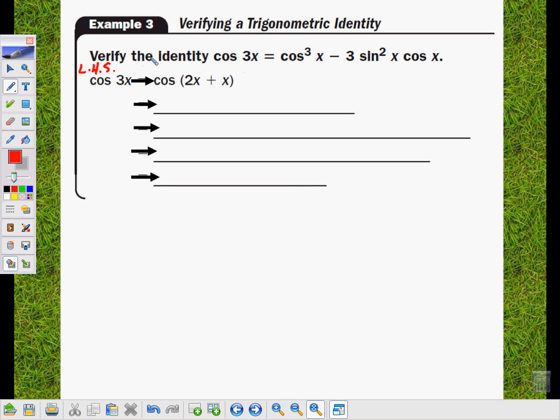And so this is a strategy you'll want to make note of. Cosine 3x can be broken up into cosine of 2x plus x. Apply the cosine angle sum formula. If you're not familiar with that, you'll want to go look that up. That should be previously discussed material, hopefully. So that will become cosine 2x times cosine x minus sine 2x times sine x.